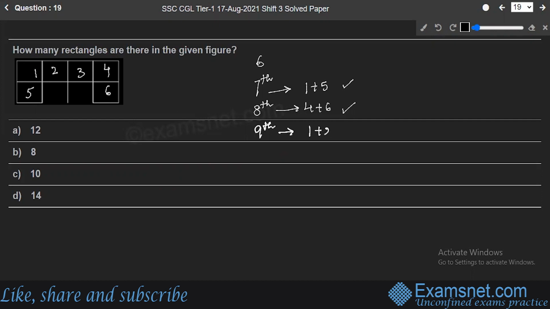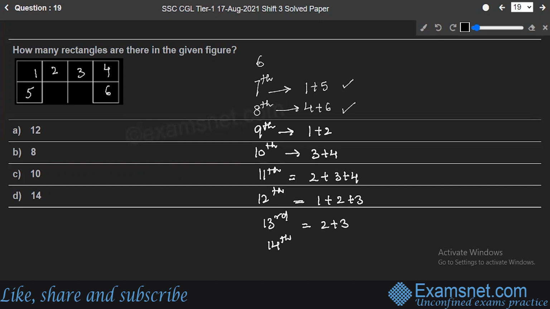This is first rectangle plus second rectangle. 10th rectangle is third rectangle plus fourth rectangle. 11th rectangle is second plus third plus fourth rectangle. Then 12th is first plus second plus third rectangle. 13th is second plus third rectangle, and 14th rectangle is 1 plus 2 plus 3 plus 4, so first plus second plus third plus fourth rectangle.